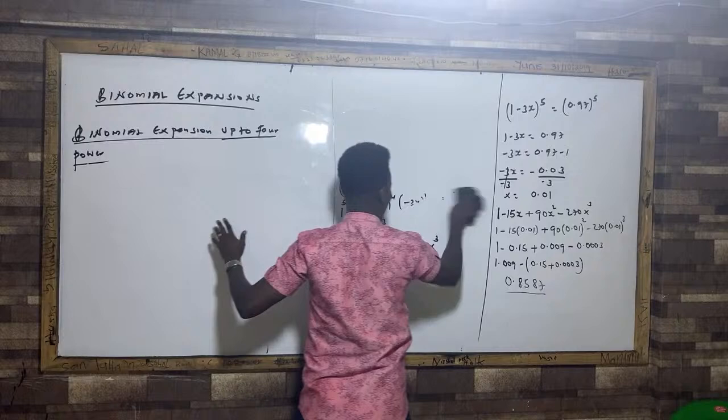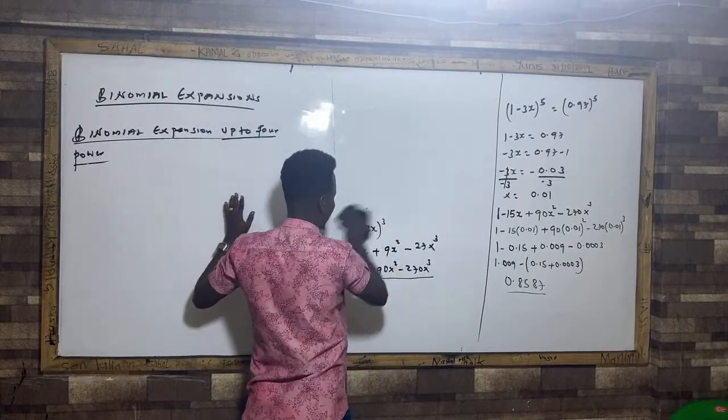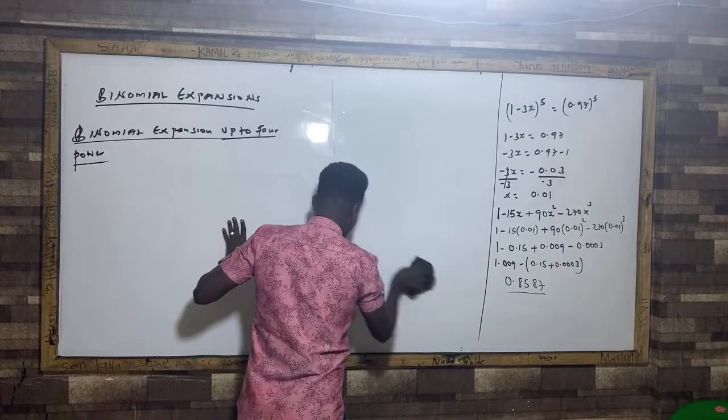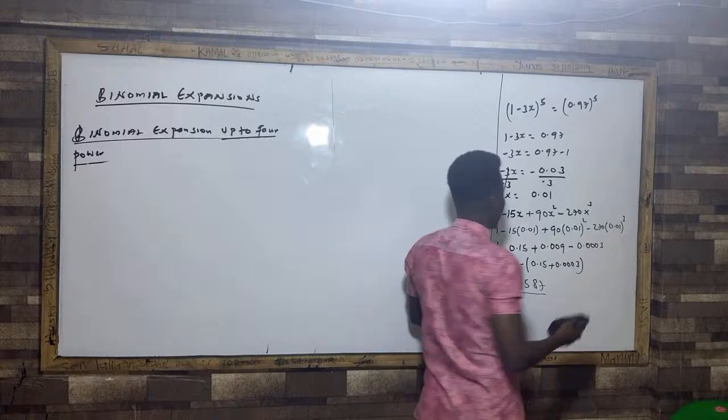That is the Pascal triangle. It has gone, guys. Let's add one more example before we stop.